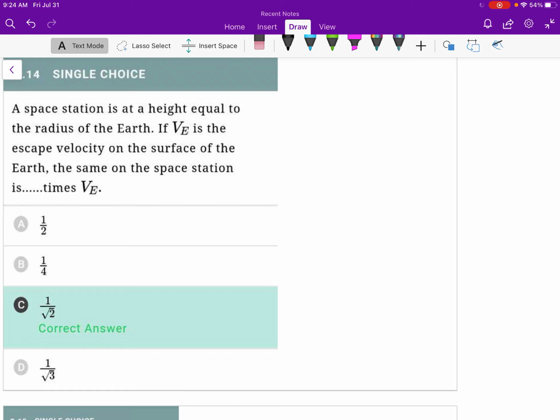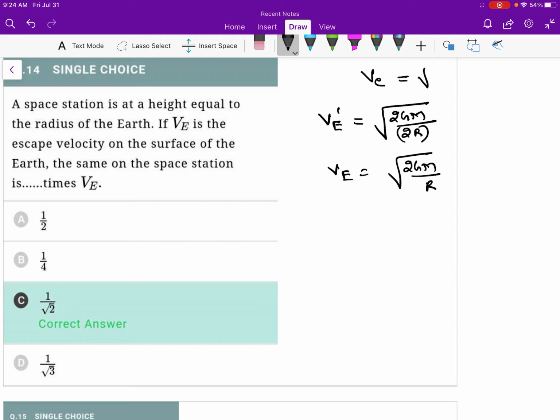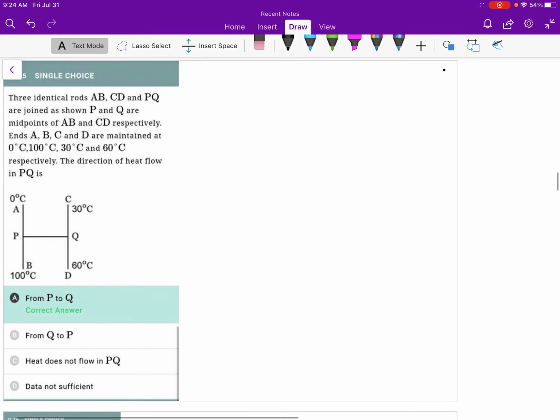The space station is at a distance equal to the radius of the Earth. V is the escape velocity on the surface of Earth, and what is it on the space station? So VE dash is under root 2 GM by small r, which is twice of capital R, and VE is under root 2 GM by capital R. See, for outside points, escape velocity is under root 2 GM by small r, where small r is the distance from the center of the Earth. So VE dash upon VE is 1 by root 2. So VE dash is VE by root 2.